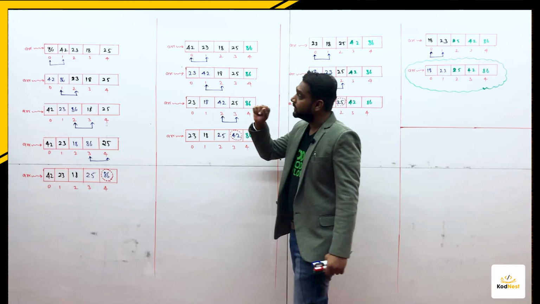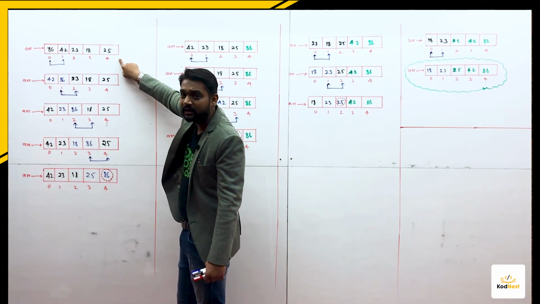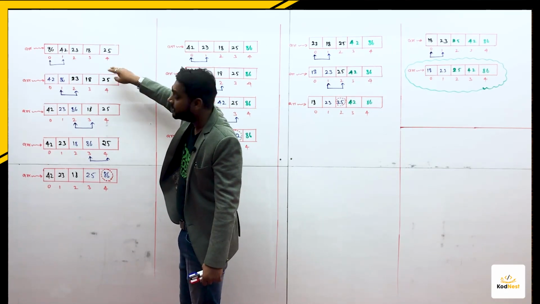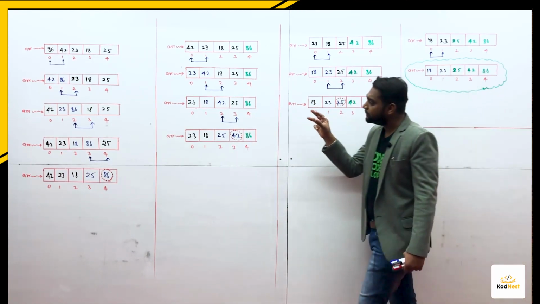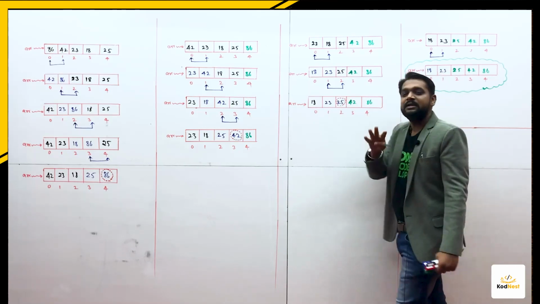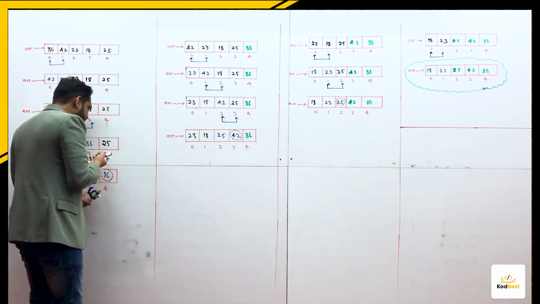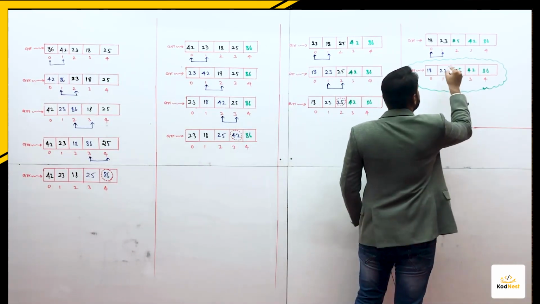How many elements are there in the array? 5 elements are there in the array. If 5 elements are there, you have to do 4 comparisons like this. In every iteration, one element would be bubbling up and getting its position. In this iteration this got its position, in this iteration this got, in this iteration this got, in this iteration this got its position.